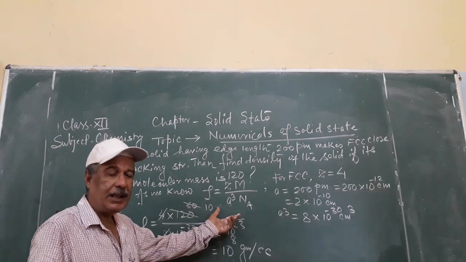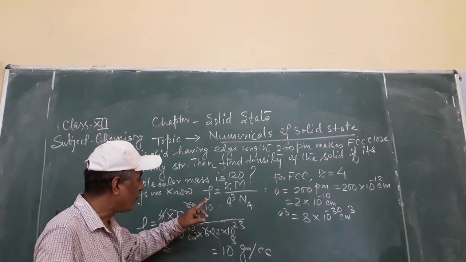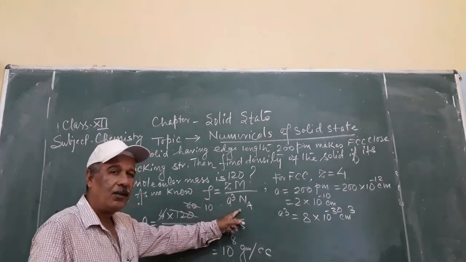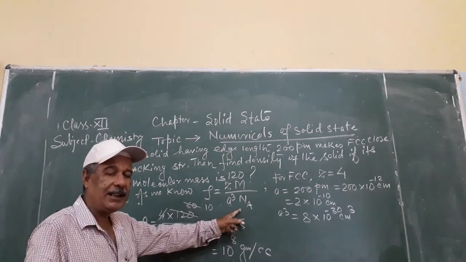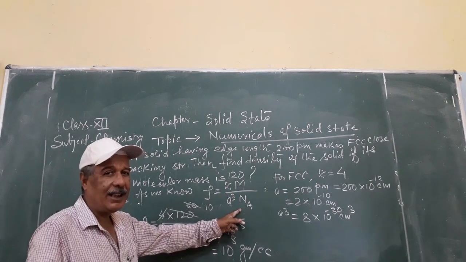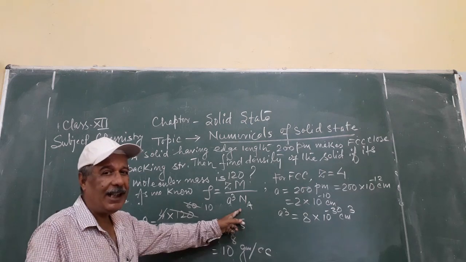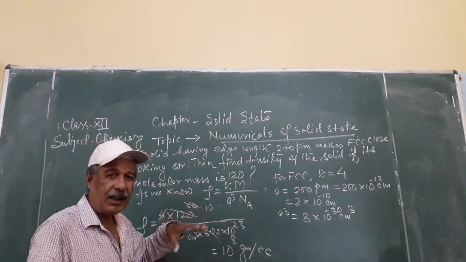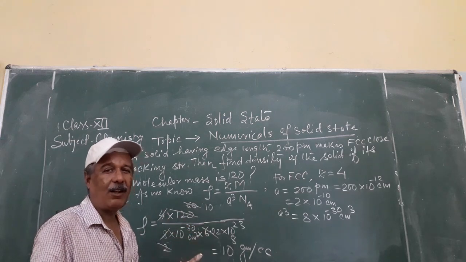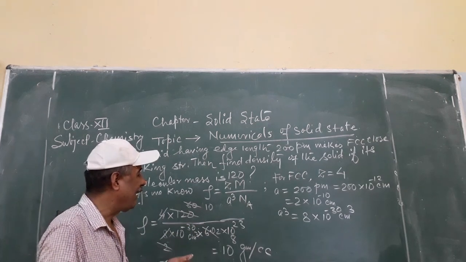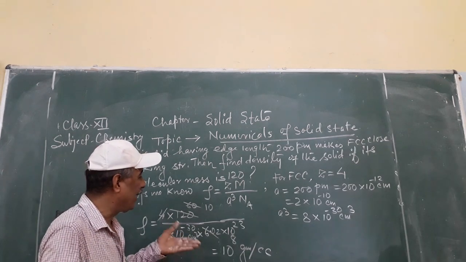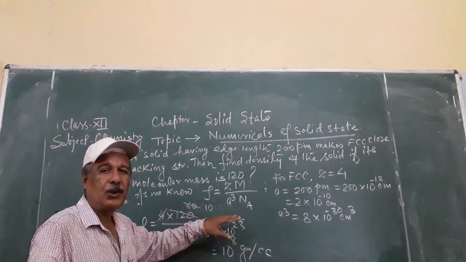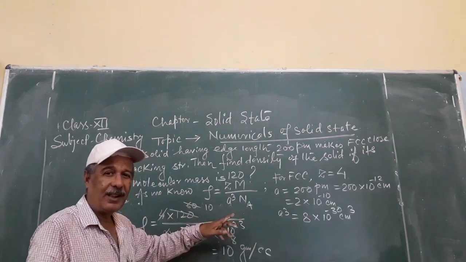Now see, students, here 1, 2, 3, 4, 5: five terms are present in the formula. In the numerical, any four will be given and you will have to calculate the fifth. So you have to follow the language of the numerical which is given there, and on the basis of that, very easily you can calculate what we have to find out.